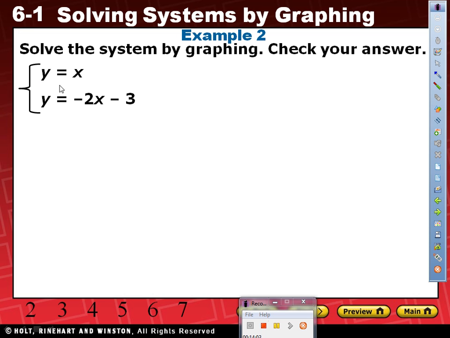And here's the system. Y equals x, and y equals negative 2x minus 3. Okay? So let's see if you can do this one by yourself, since we already did the first part. The only thing here, in order to graph, we need our y-intercept and our slope. Is that correct? So think about it. What's missing, and how would you write that here? Okay? Think about it. Get started, please. Go.